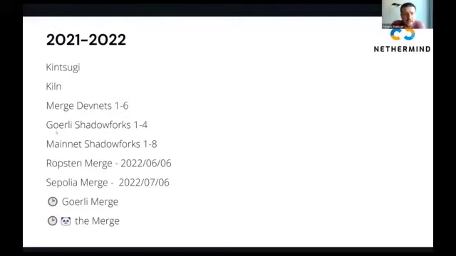So you see the list of all the changes. We're starting with Kintsugi, the beautiful name reflecting, I think, the Japanese art of fixing broken containers, and then coming back with the names like Kiln and then building the first merge devnets, Kerli, shadow forks, mainnet shadow forks. Nowadays we have the 8th shadow fork of the mainnet, and we went through Ropsten and Sepolia, right?